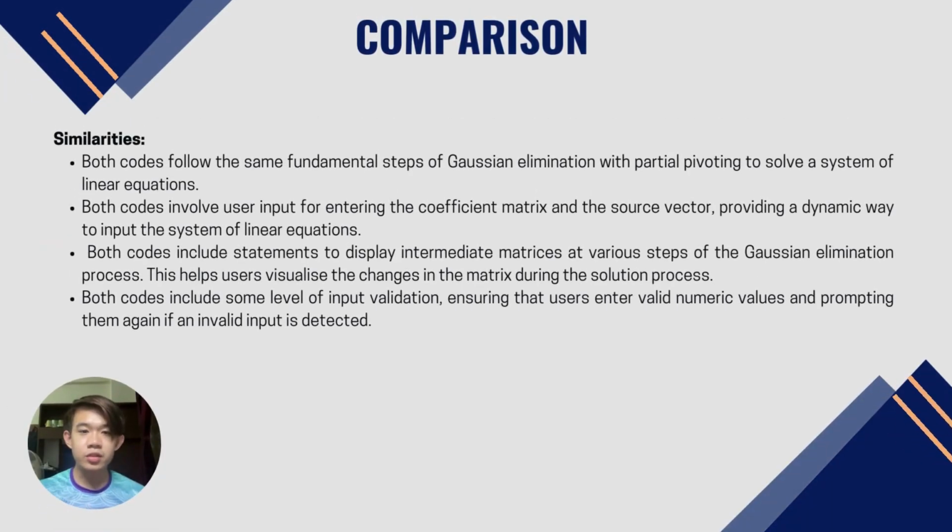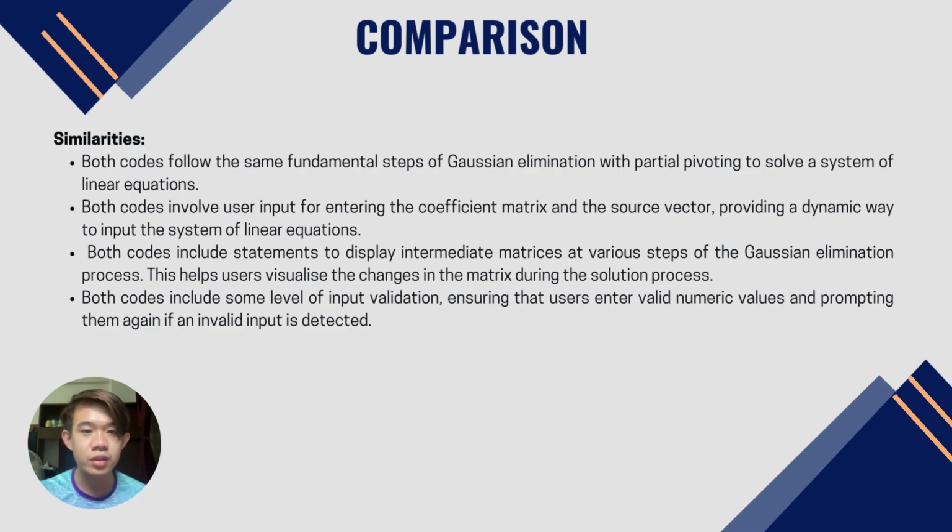Based on the similarities, both codes follow the same fundamental steps of Gaussian elimination with partial pivoting to solve a system of linear equations. They include procedures for matrix display, pivotization, Gaussian elimination, and back substitution. Besides that, both codes involve user input for entering the coefficient matrix and the source vector, providing a dynamic way to input the system of linear equations.